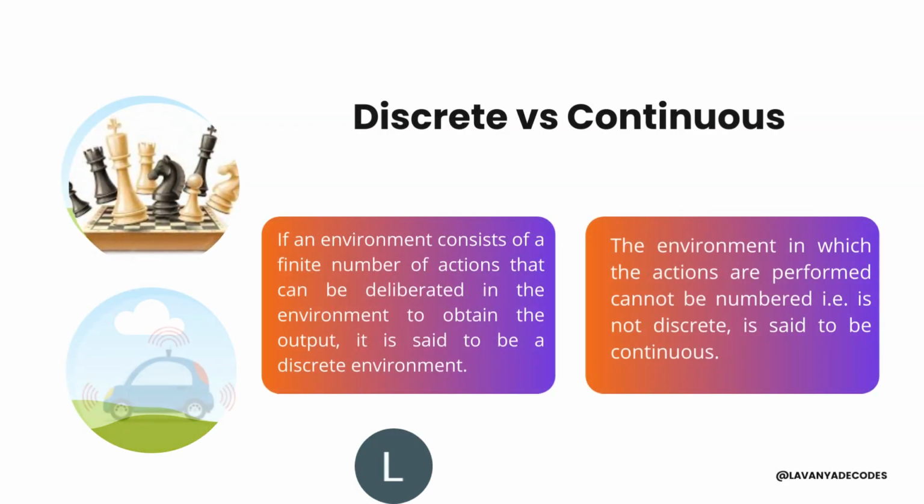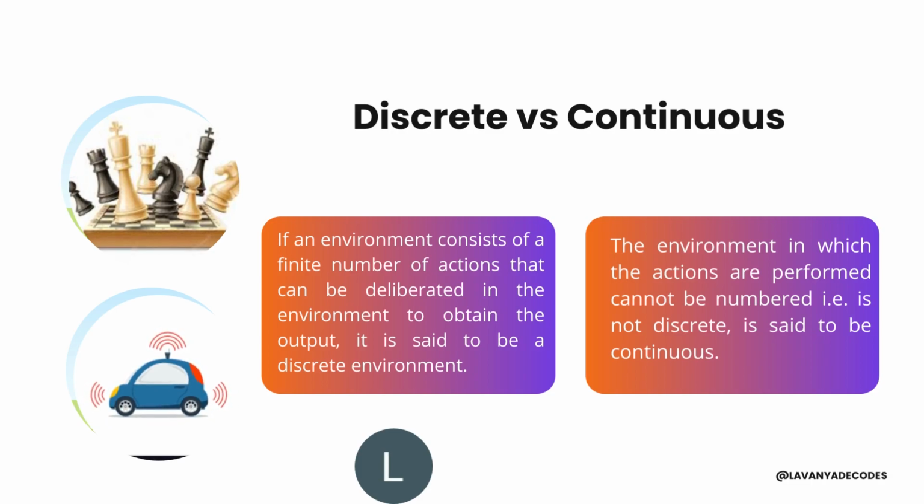Discrete and continuous. If an environment consists of a finite number of actions that can be performed in the environment to obtain the output, then it is known as a discrete environment. For example, the game of chess is discrete as it has only a finite number of moves. The number of moves can vary with every game, but still it's finite in nature. On the other hand, in a continuous environment the actions performed cannot be numbered. For example, in the case of self-driving cars, the environment is continuous as their actions are driving, parking and many more, which cannot be numbered.